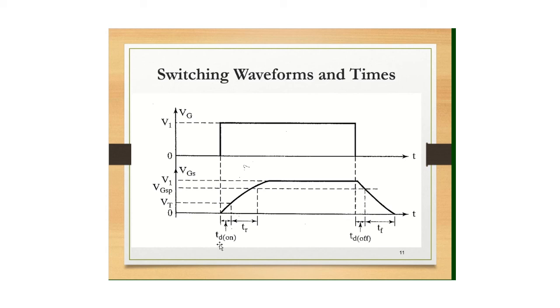So this turn on delay, TD on, is the time required to charge the input capacitance, remember the input capacitance, to this threshold voltage, right? And what is this TR, rise time? TR, or the rise time, is the gate charging time from the threshold level to the full gate voltage, VGSP. That is, the time required to charge from the threshold level to the full gate voltage, VGSP.